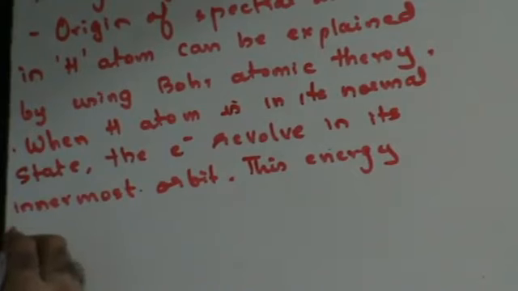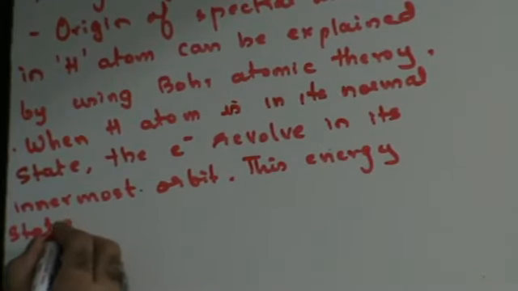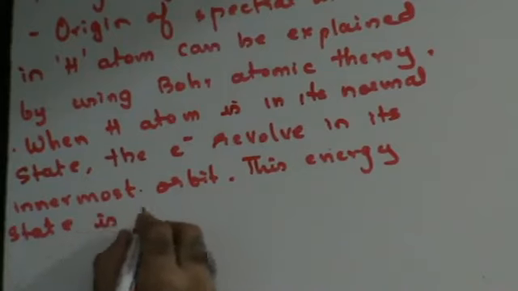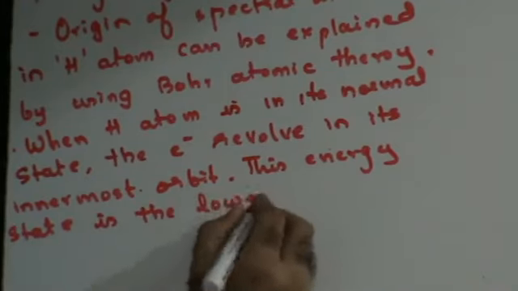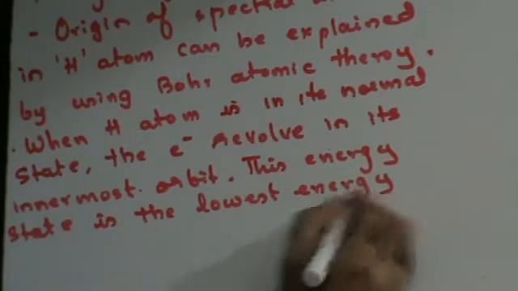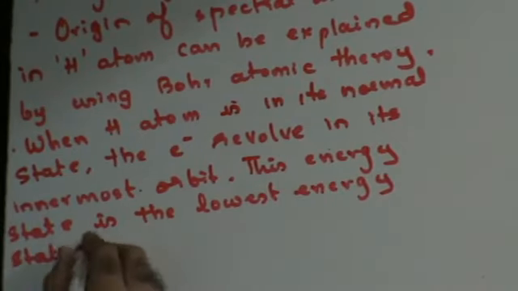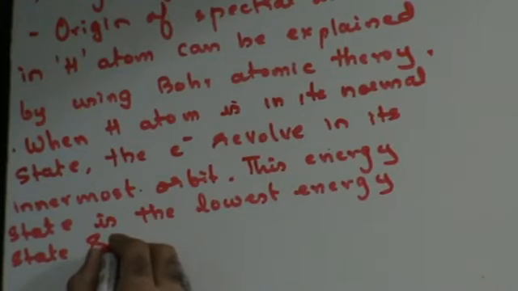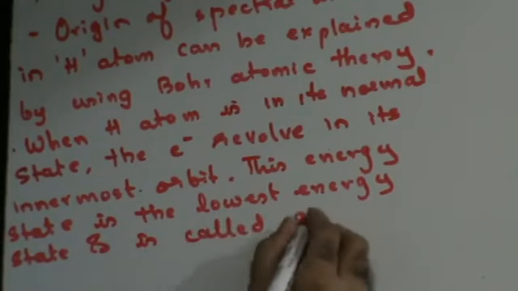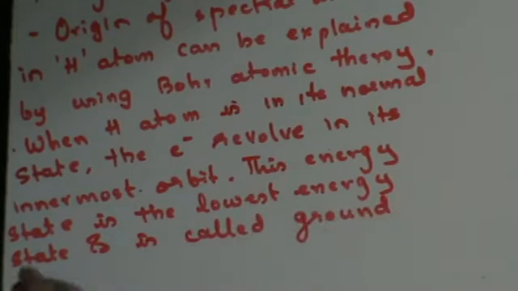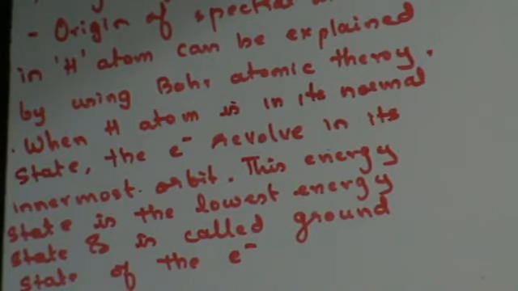This energy state is the lowest energy state and is called ground state of the electron. So basically, so far what we have said is that the electron is rotating in the innermost orbit, that is the first orbit where the principal quantum number is 1. No extra energy given to it.